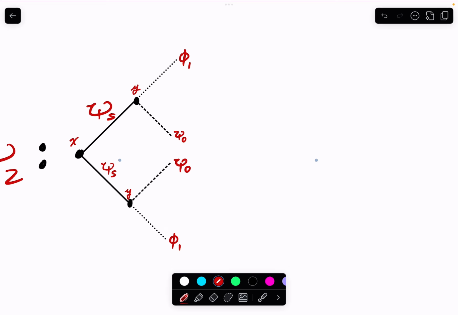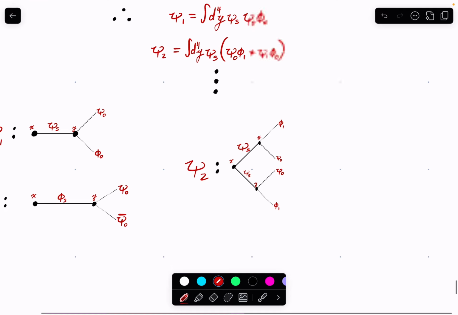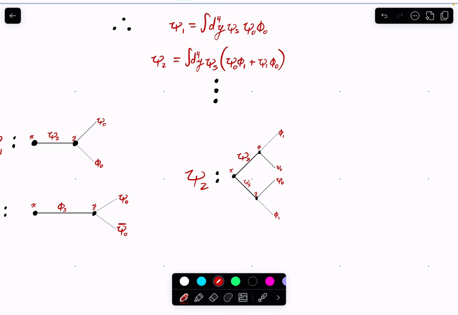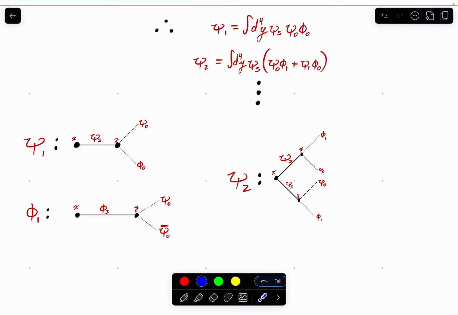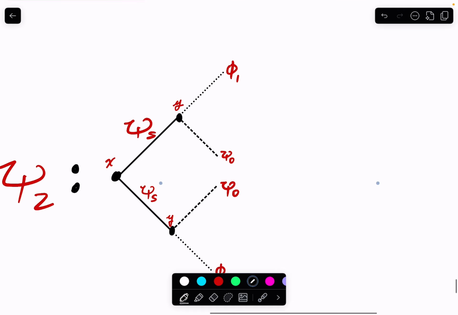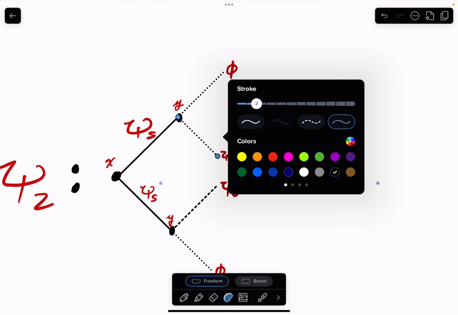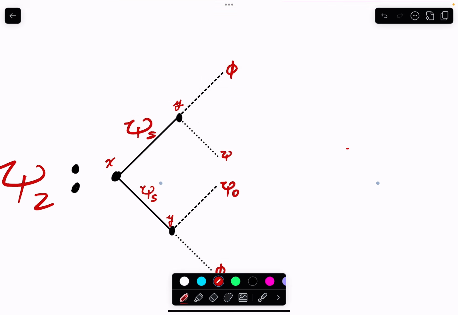Wait, hang on. Did I do something wrong? Oh, no, I didn't. Okay. Give me one second. What's going on? Okay, I see what's going on. We should also change this. I just saw that I drew something slightly off in my notes, so it's messing with me.